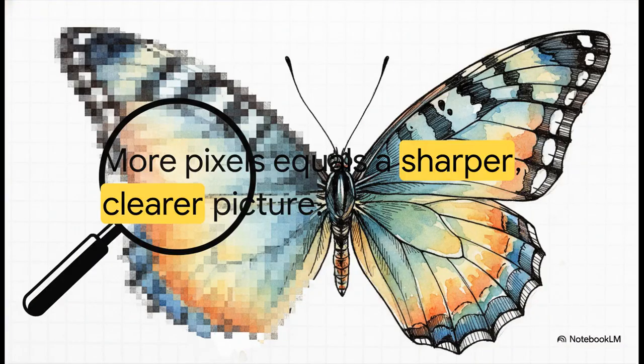And it's a really simple formula. The more pixels you can pack into a screen, that's what we call resolution, the sharper and more detailed the picture gets. It's the difference between a blurry, fuzzy image and one that looks stunningly real.